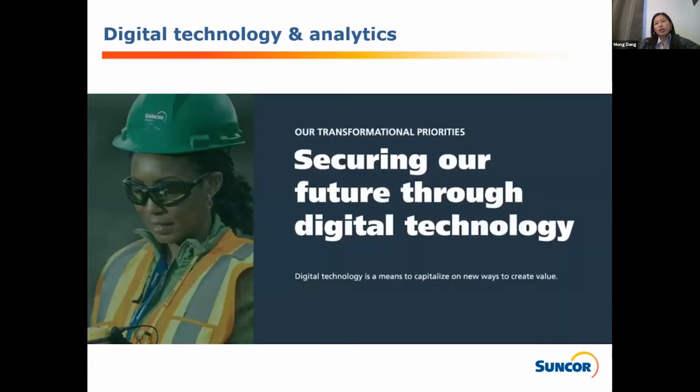The second transformational priority is securing our future for using digital technology. We are not pursuing technology for technology's sake or chasing the latest shiny object. Rather, we are driving to improve in ways that were not possible before, to make our people safer, improve sustainability, reduce cost, increase reliability and productivity.